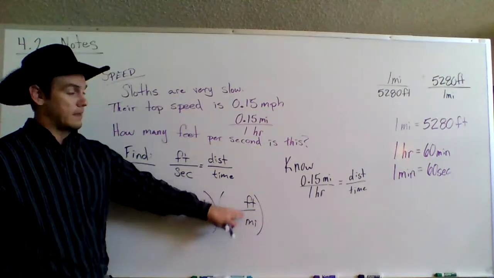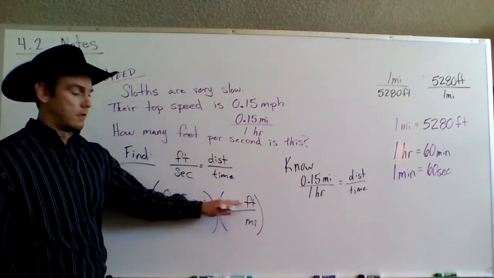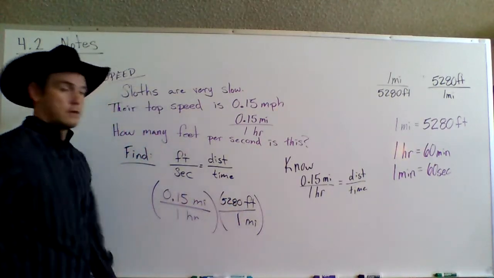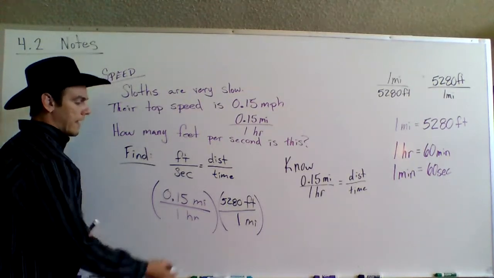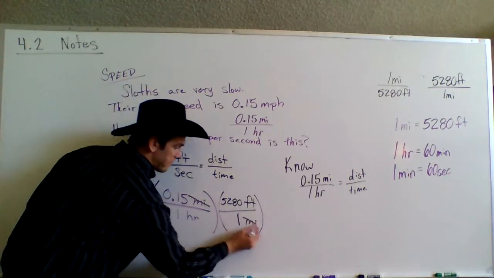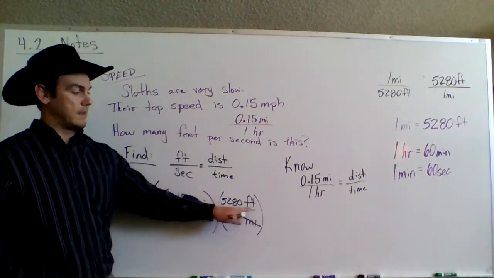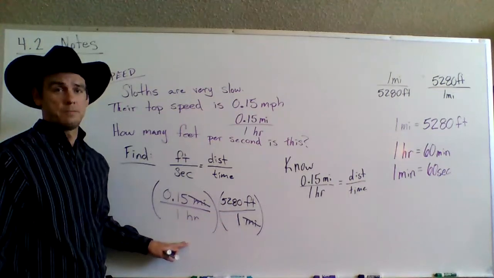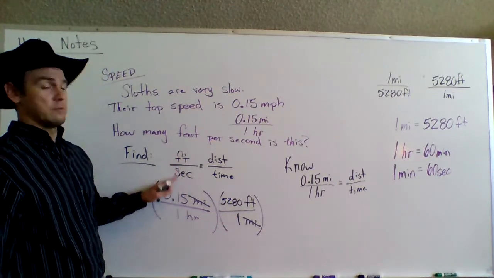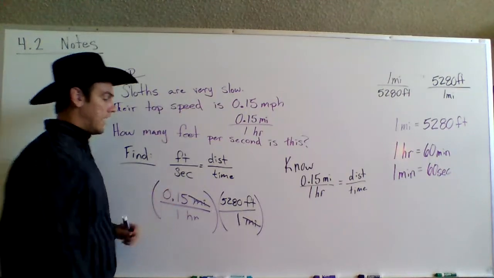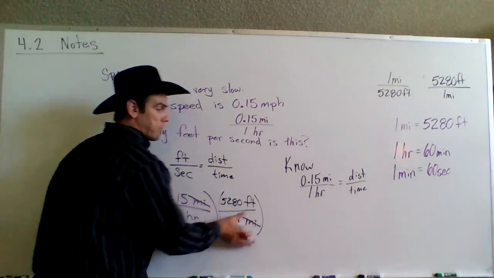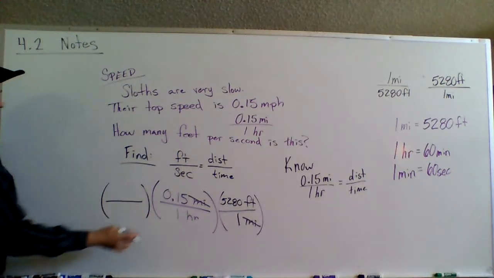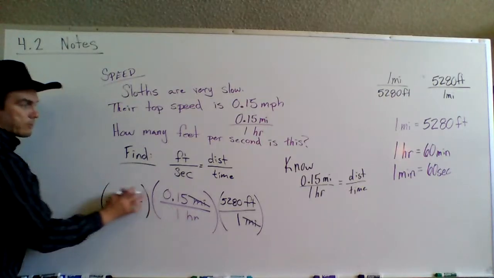I always start with my units, and then I think to myself, well, I know that 1 mile is 5,280 feet. What happens with my units now is my miles cancel. If I were to multiply this all out, I'd get feet on top, hours on bottom. So this would give me feet per hour. I don't want feet per hour, I want feet per second. So I need to get rid of my hours. You can work to the right, you could also work to the left here, it doesn't matter. I'm going to work to the left now. I want hours to cancel, right?